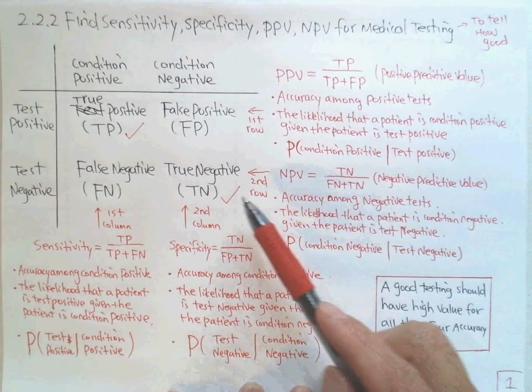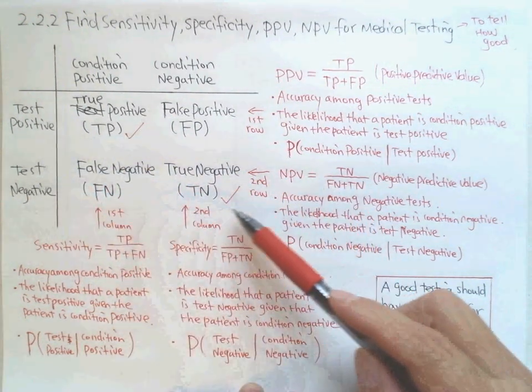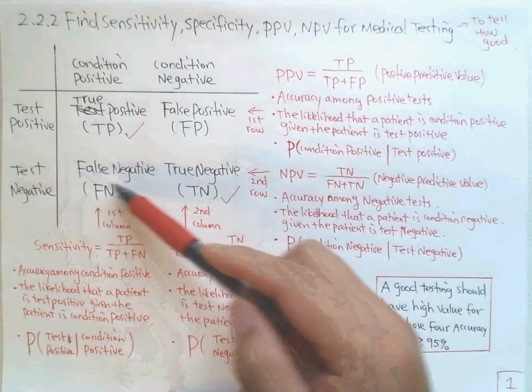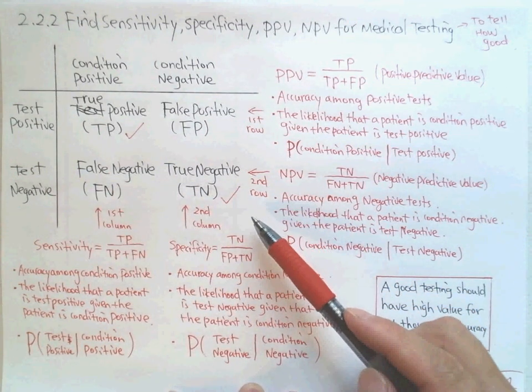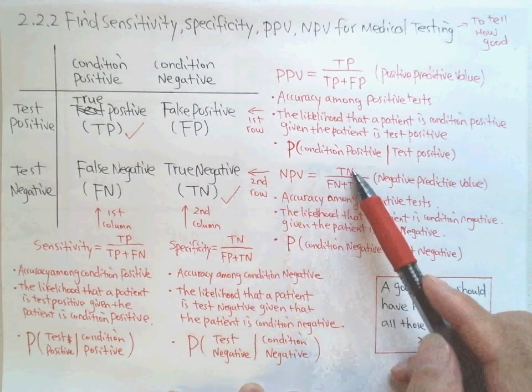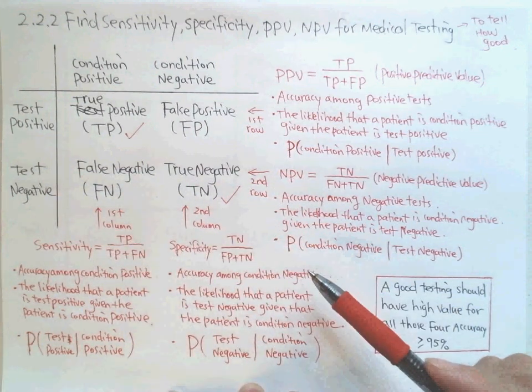And the last one is NPV. Now the focus is on the test negative, which means the negative test results. We take all the negative test results to see what percentage is true. This is the true one, right? TN over the total. That's the accuracy among all the negative test results.